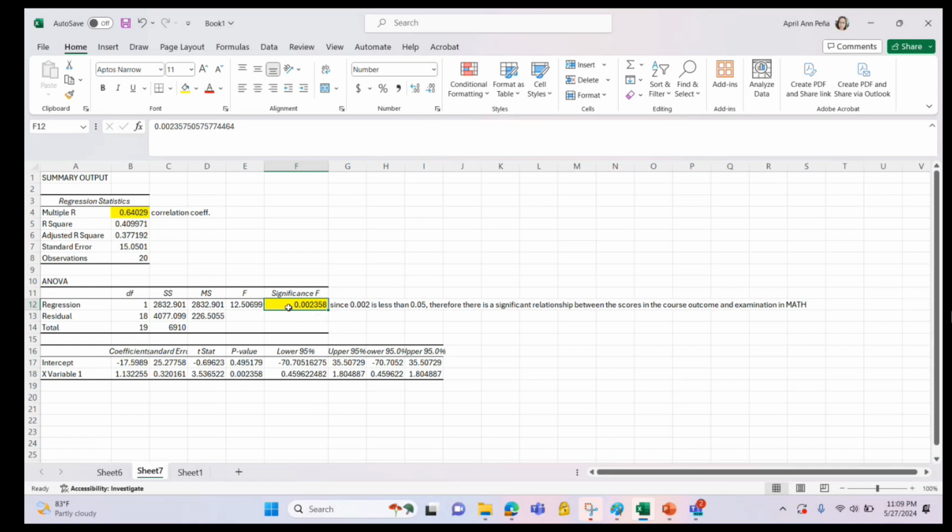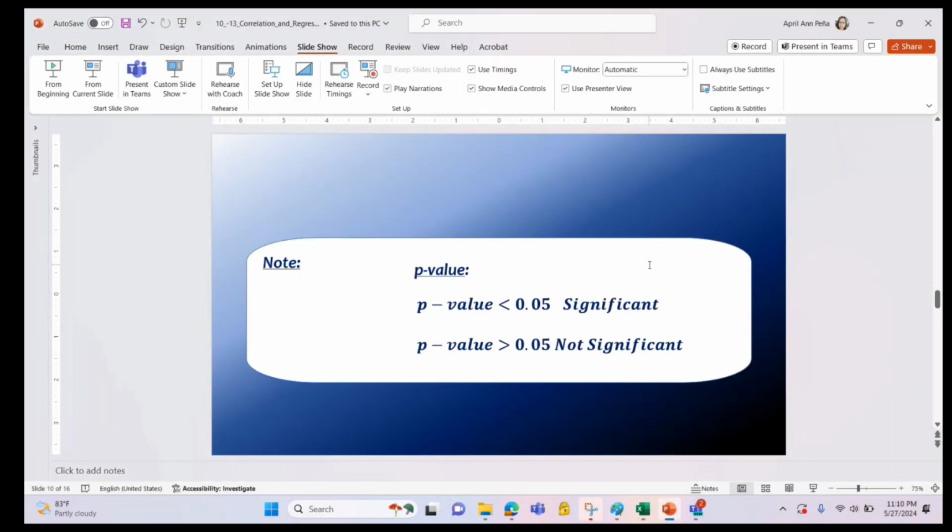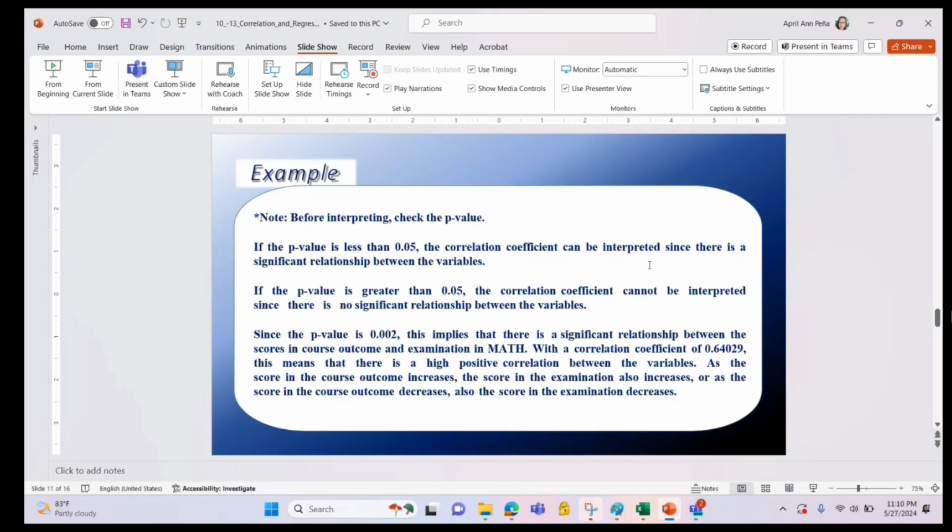This significance value, if you notice, is also the same as this one, the p-value, below here. So these two are just the same. So let us just reduce the decimal like that. Next, since we can say that there is a significant relationship, now we can interpret this 0.64029. Okay, so what is the interpretation?